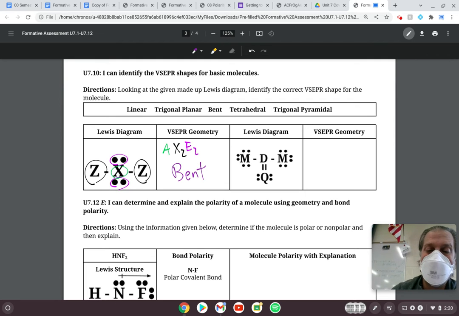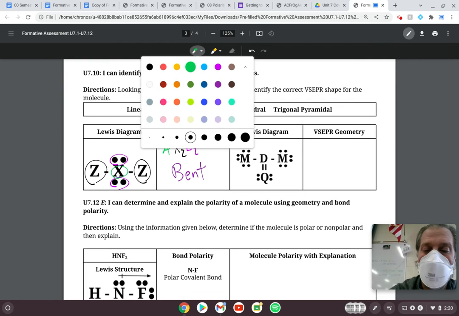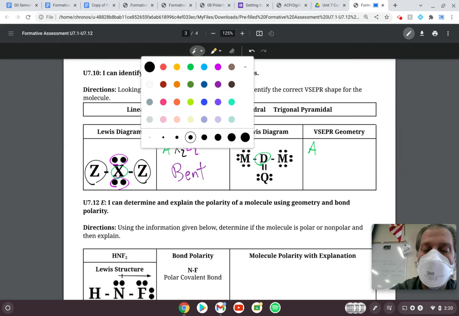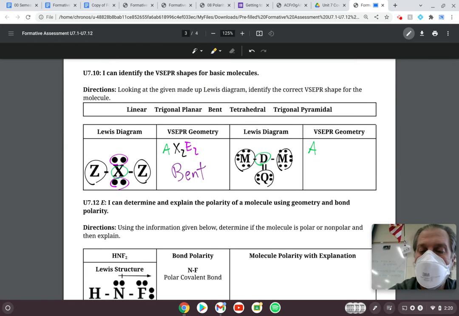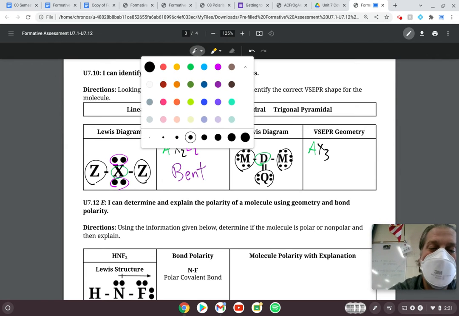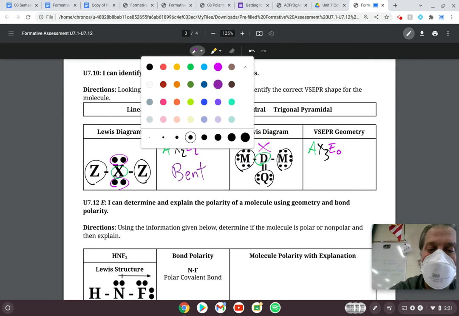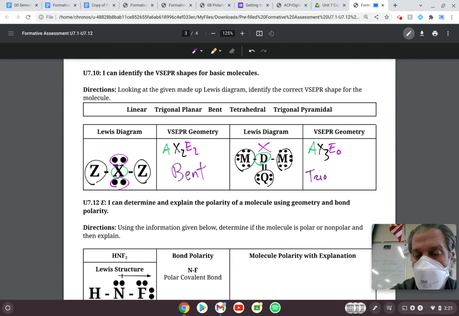In the case of the second one, we have our central atom, which is D, so that's A. We have three atoms bonded to the central atom, so that's X3. And in this case, there are no unshared pairs of electrons on the central atom, so that's E0. And hopefully you recall that to be trigonal planar.